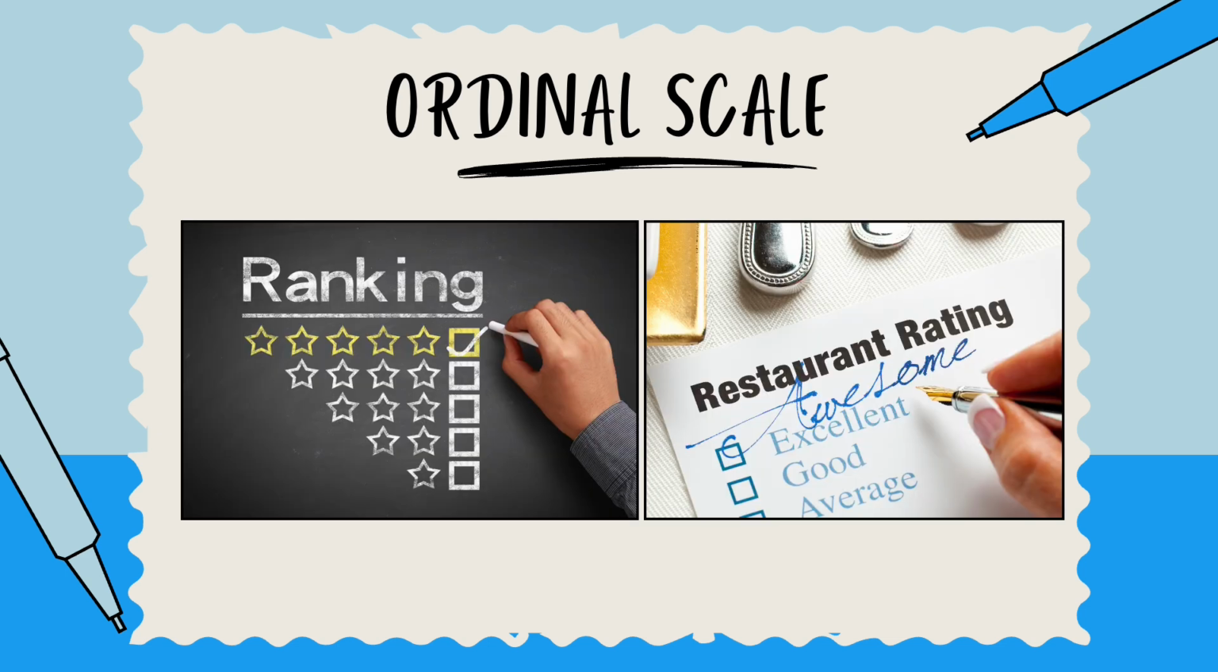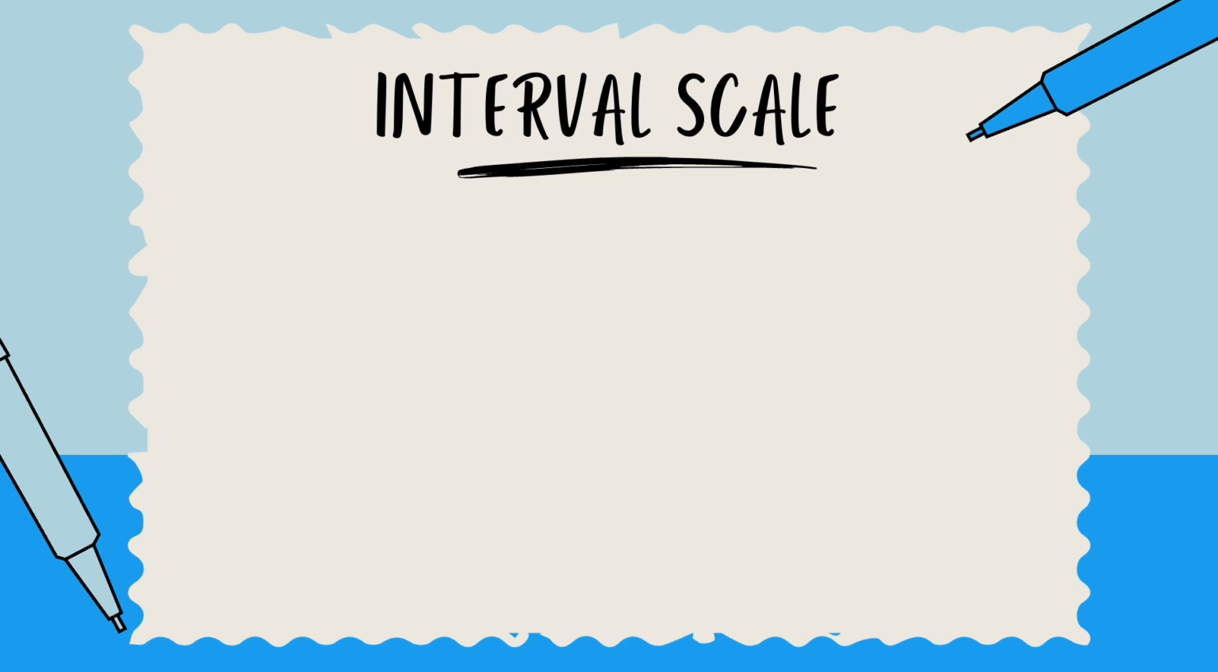For example, we have ranking: first honors, second honors, third honors, first place, second place, third place. And then we have the restaurant rating: excellent, good, average.